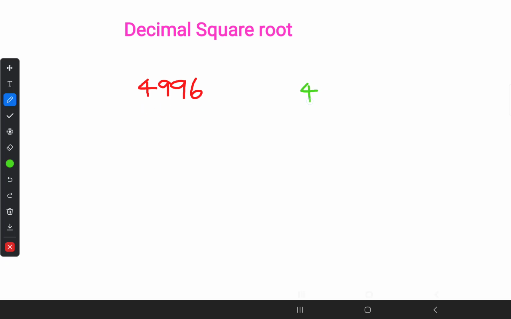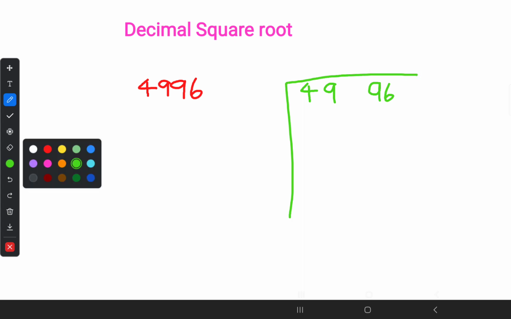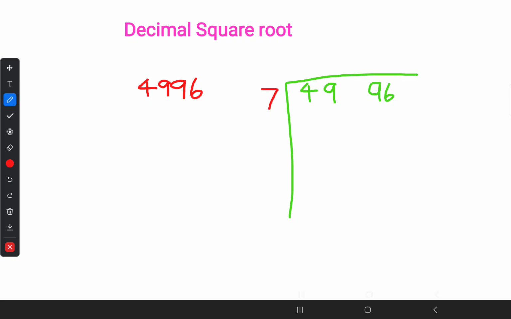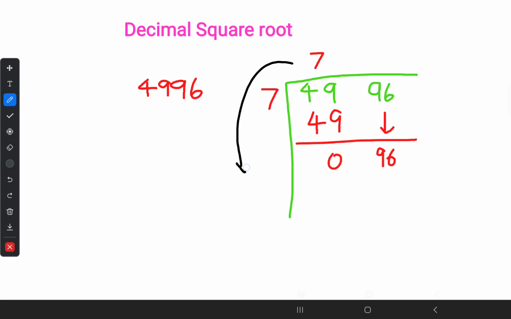Then let's write them separately: 49, 96. Here we have to select the number whose square is near 49. Since 49 is a perfect square, we can use that one: 7 and here also 7. 7 7s are 49. We make this 0. Now let's bring this 96 down. In the previous class, we discussed all this. Then you should multiply the number we used on top by 2.